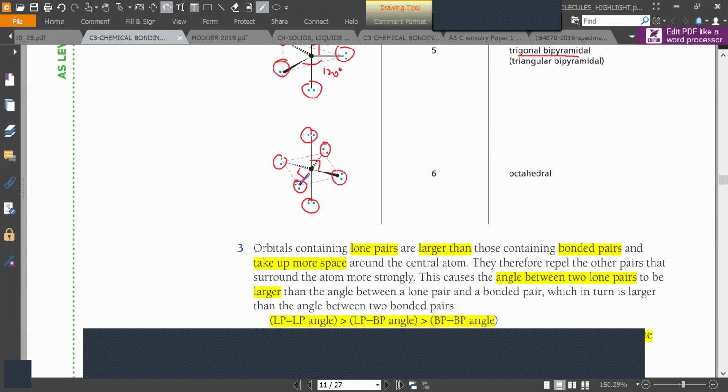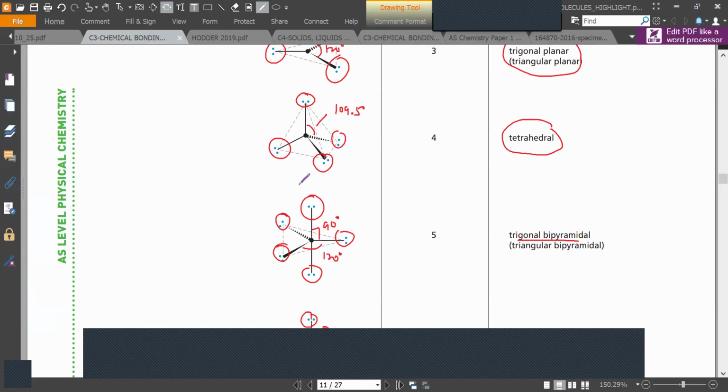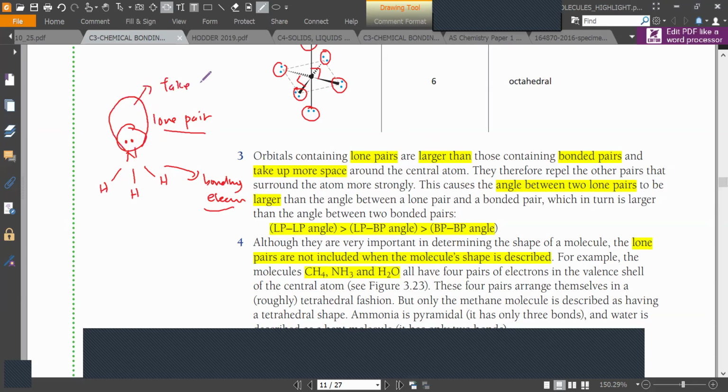And then sometimes not all the electrons are bonding electrons. Some of them are lone pairs. Example, nitrogen. It has four pairs of electrons, but we have one lone pair. So not all of them are bonding pairs. These are bonding electrons, and some are lone pairs. You see the lone pair, the electron cloud is bigger, so it takes up more space.